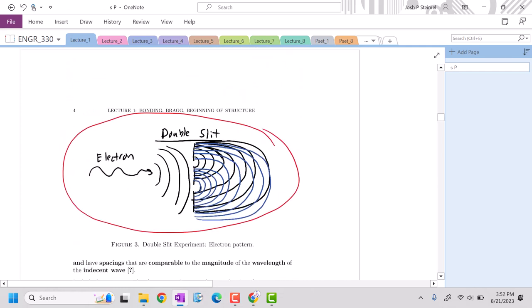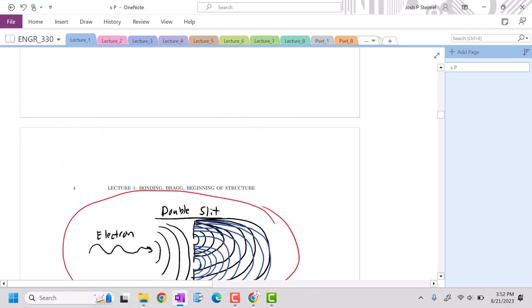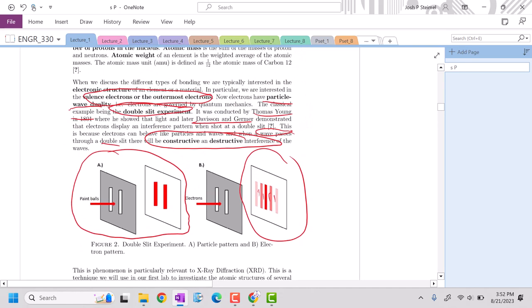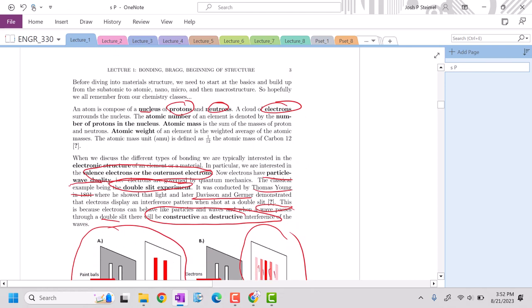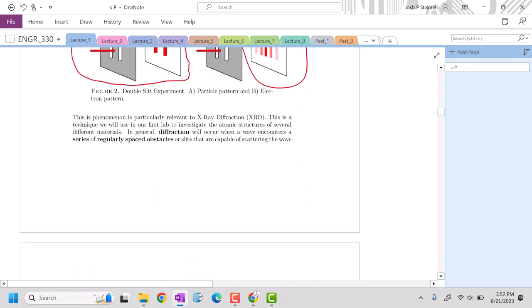And this allowed for one of the most important materials findings that we're going to talk about in this course. This phenomenon of constructive and destructive interference is particularly relevant for X-ray diffraction. So when will we have diffraction? X-ray diffraction will allow us to look at the atomic structure of materials.